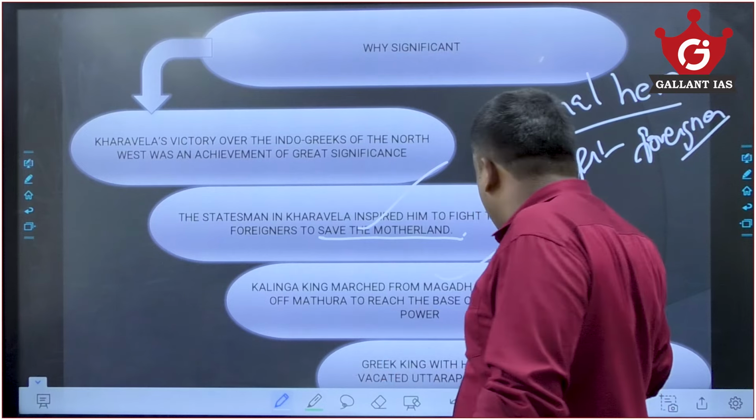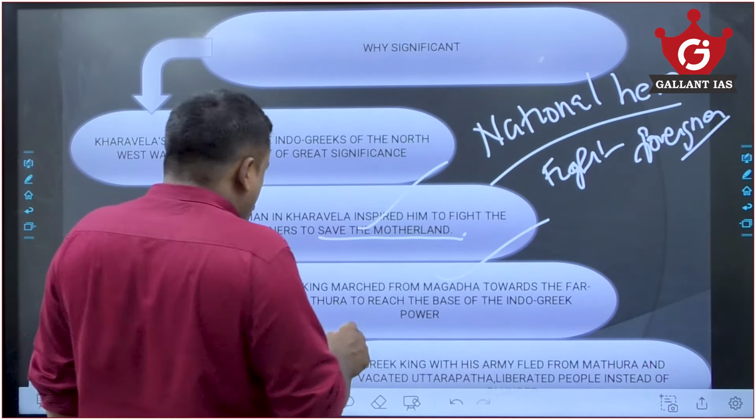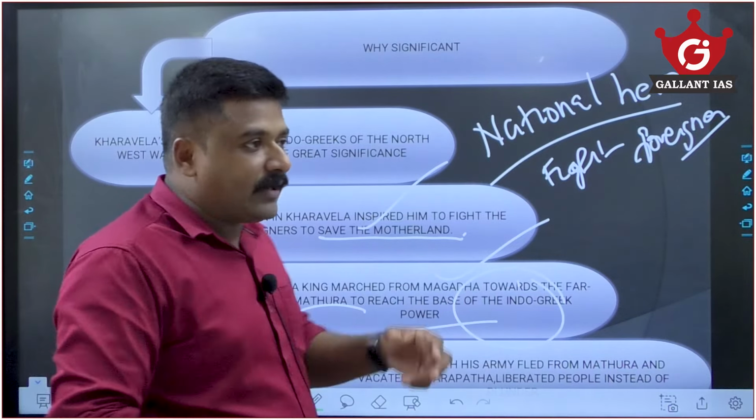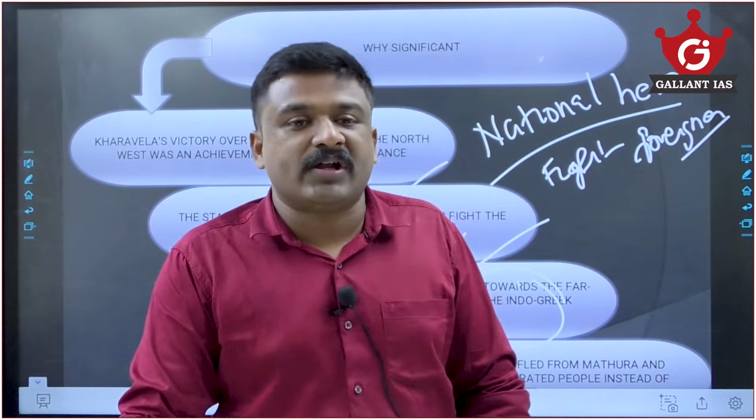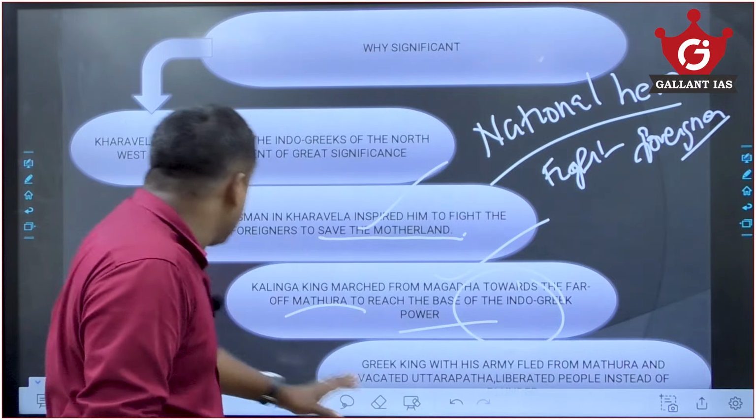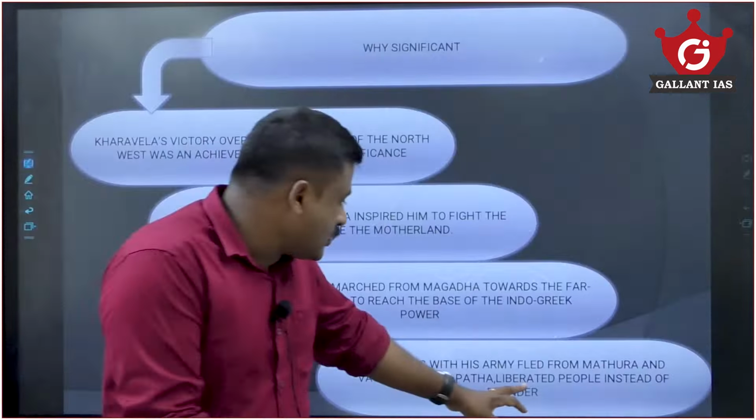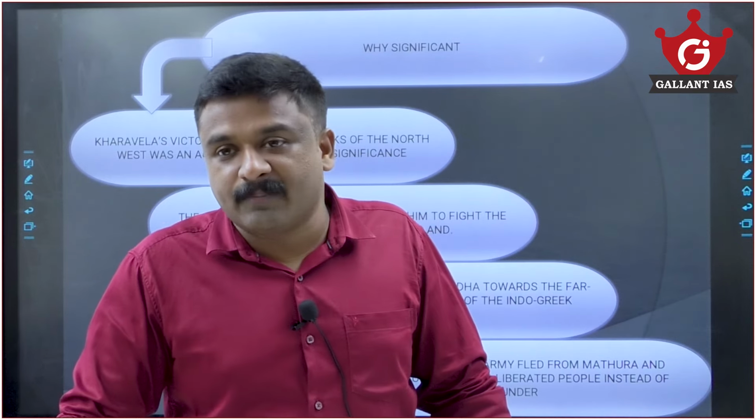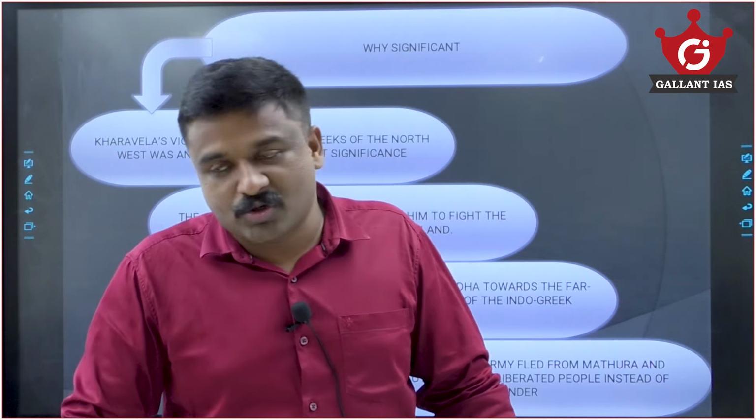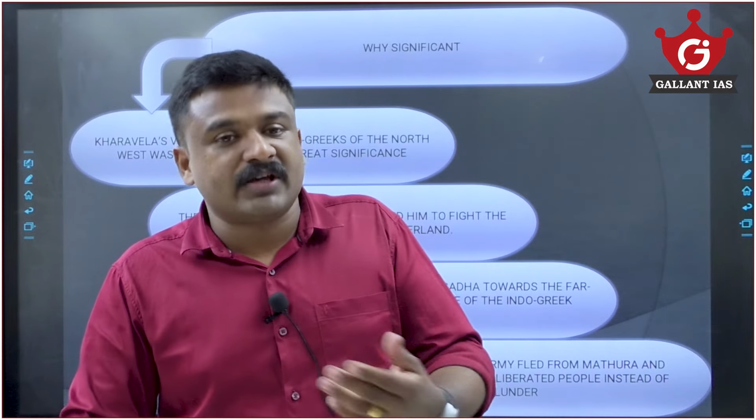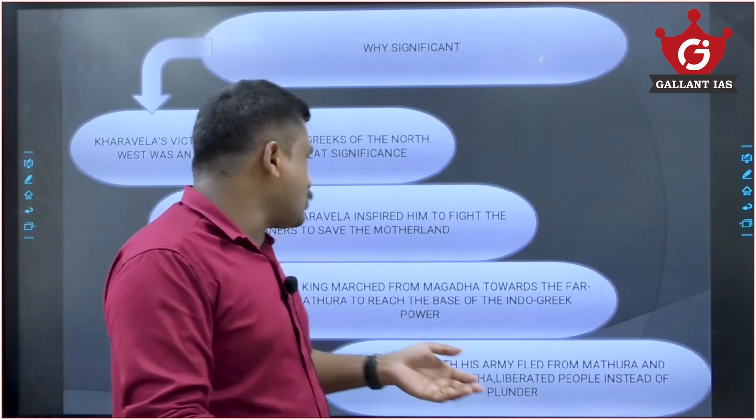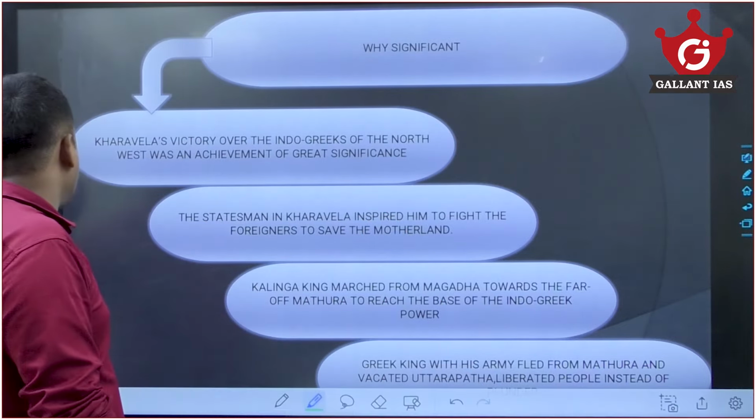Then see, he conquered Madura, and instead of plundering the people of Madura, the inscription says that he liberated the people. Once he conquered Madura, it is not that he plundered the people, but he liberated them from the so-called oppressive rule. So that way he is a national hero, a purest statesman. That is also discussed in the inscriptions.